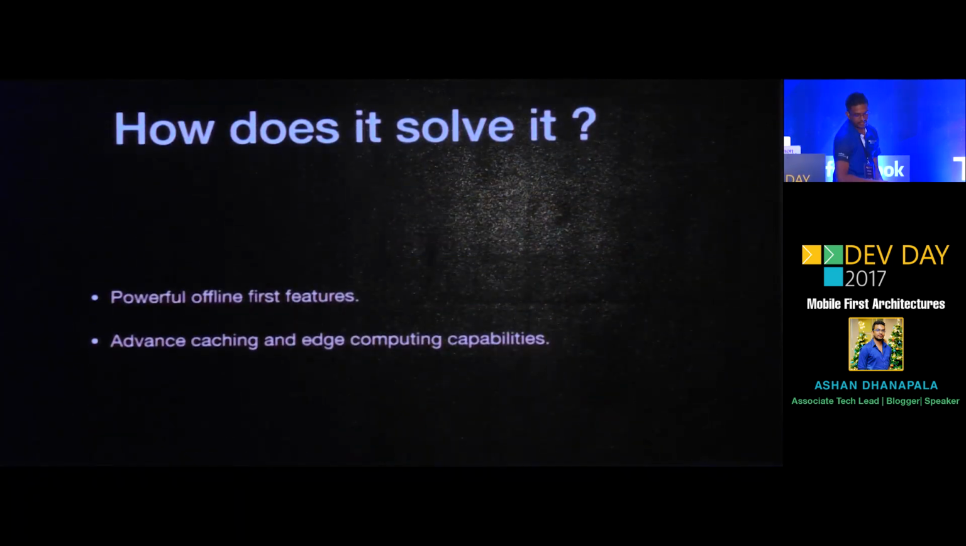So how does it solve it? One way is you can actually have powerful offline first features. That can be done by powerful third-party frameworks such as Realm. Has anyone used Realm for your mobile database connections? That is one rich offline database tool for a mobile-first approach that you can use.